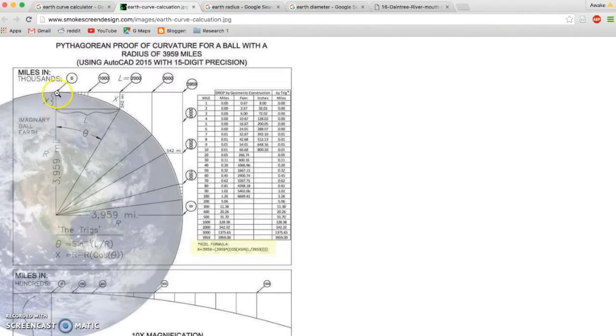That radius from this point to this point, you have to have a calculation that's going to get you so that at this point you're back at your 3959. This has to equal itself right here. So you can sort of browse through here. You can see that 100 miles, you're at 6,669 feet already of curvature.